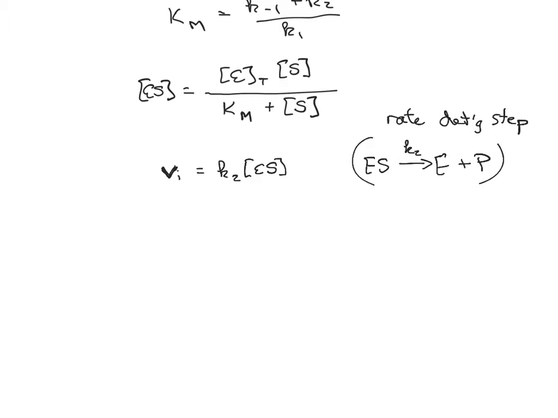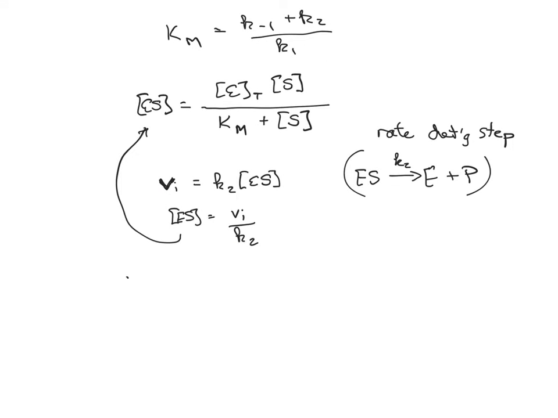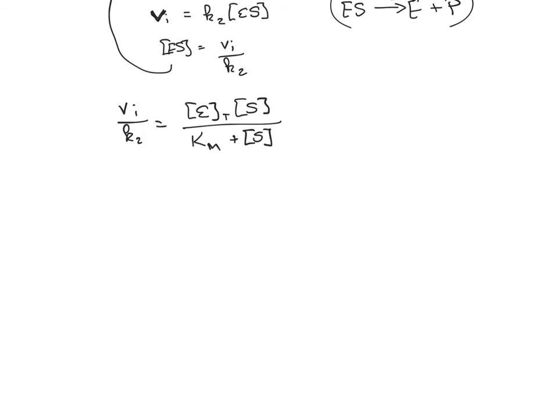So if this is true, then that also means that enzyme substrate complex is equal to VI over K2, right? I just divided both sides by K2, and I can substitute that in for this. So here we go. VI over K2 equals ET times S over Km plus S. All right, except that I'd really like initial velocity by itself, so I'll multiply through by K2.